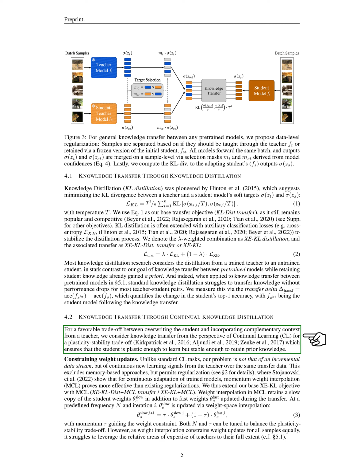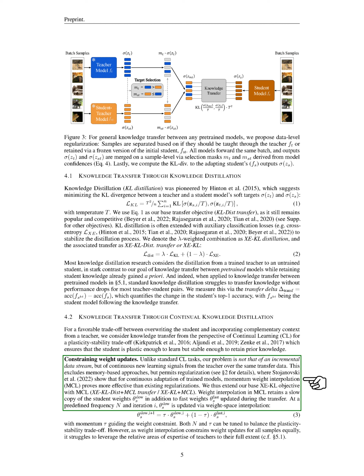Next, we'll discuss knowledge transfer through continual knowledge distillation. This approach aims to strike a balance between overriding the student model and incorporating complementary context from the teacher model. We view this from the perspective of continual learning, which ensures that the student model is flexible enough to learn but stable enough to retain prior knowledge. We use a method called momentum weight interpolation, MCL, to constrain weight updates. This method proves more effective than existing regularizations for continuous adaptation of trained models.